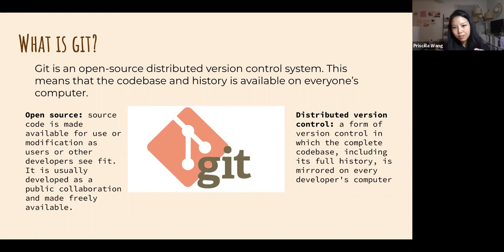And then distributed version control, it's a form of version control in which the complete code base, including the history, can be mirrored on every developer's computer. So a non-distributed version control, for example, will just be on like one person's computer. The reason why we like the distributed version control system is because in a team, you're not gonna be working on one computer, you're gonna be working on multiple, so it's important to have a distributed version control system.